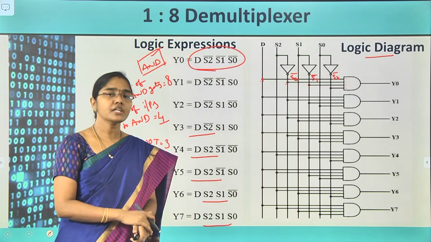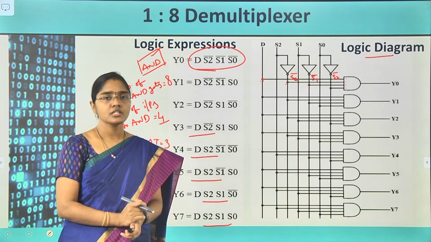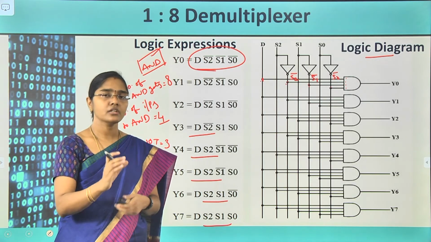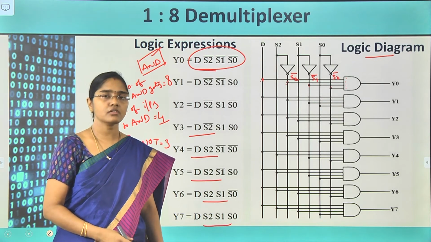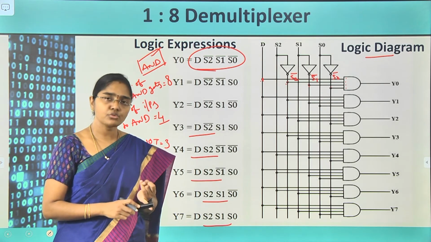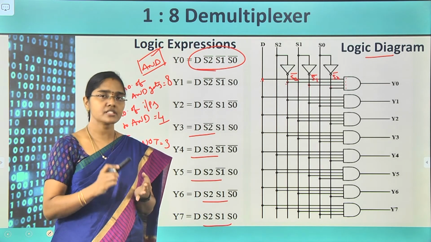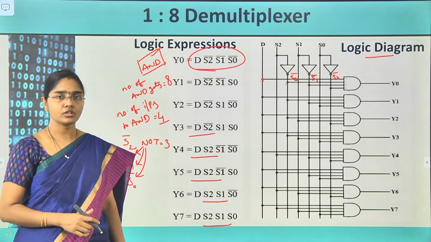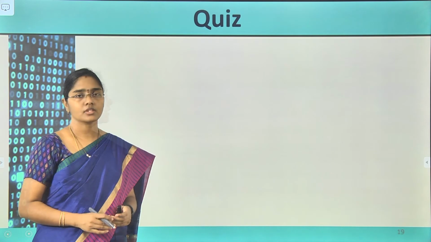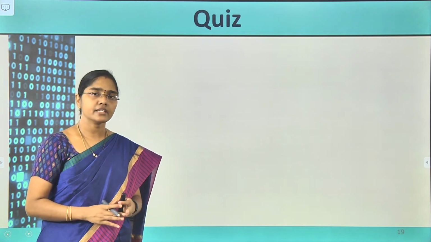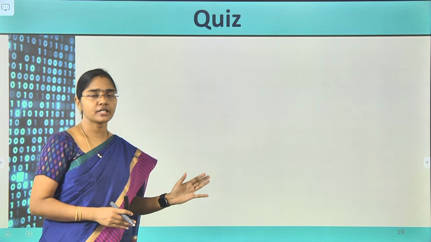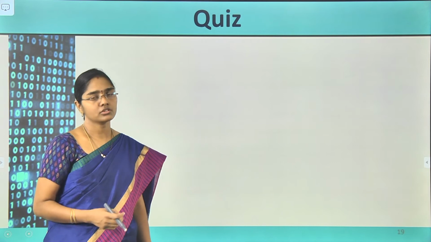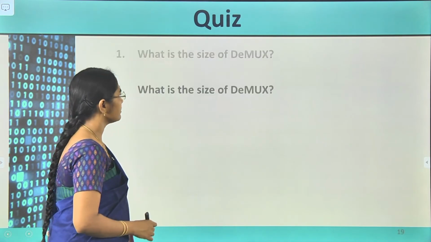Like this, we can design any size of demultiplexer, starting from 1:2 to any number, that is 1:2 power n for n selection signals. Till now we have seen the design of 1:2, 1:4 and 1:8 demultiplexers. Now let's check our understanding of this design part with a small quiz. See the first question.